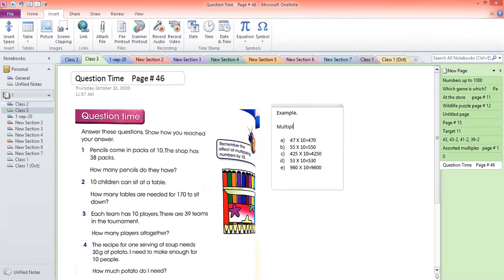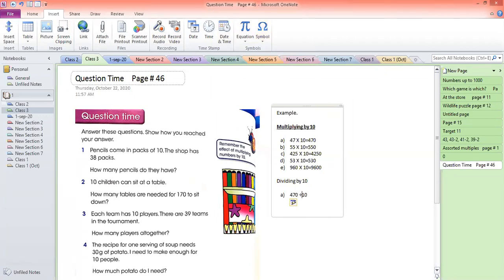So this is the example you are learning, multiplying by 10. Okay, now if I ask you for dividing by 10, this is now dividing by 10. For dividing by 10, it is also very easy. Let's suppose I write 470 and I say to you, divide it by 10.